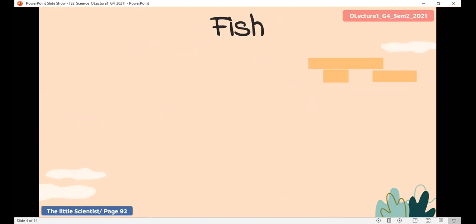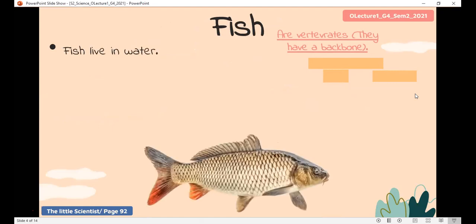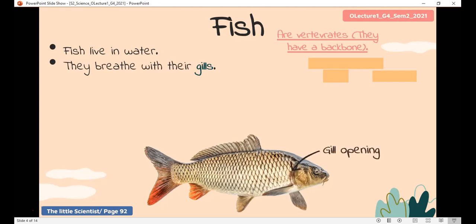Ibrahim, we will start a quick revision about fish. Where do fish live? In water. Fish live in water. Fadl, what do fish use to breathe? Yes, they use their gills to breathe. Thank you. Fish use their gills to breathe. And these are the gills opening.